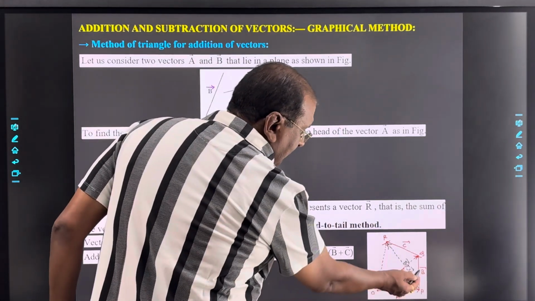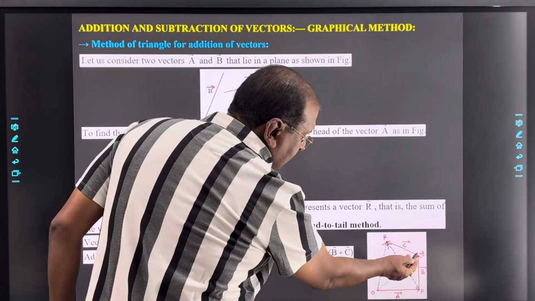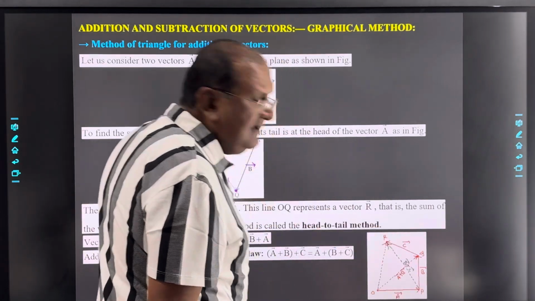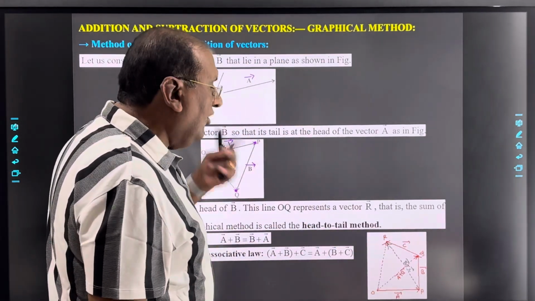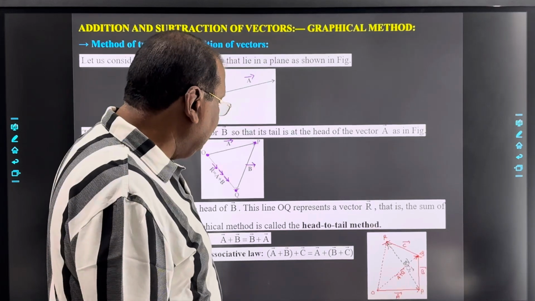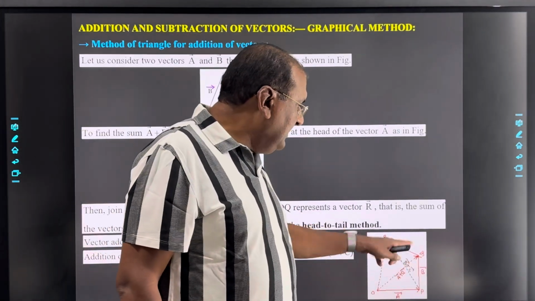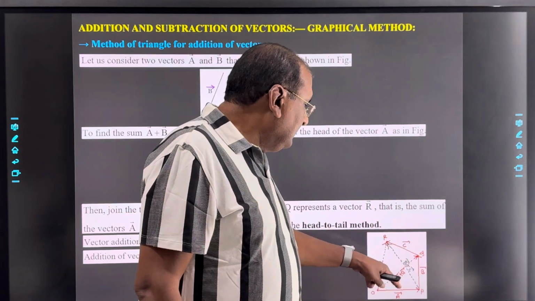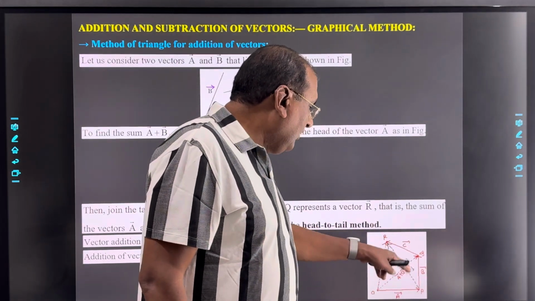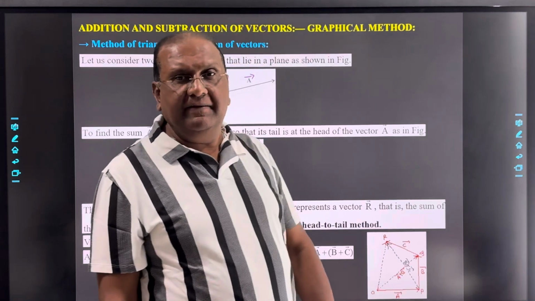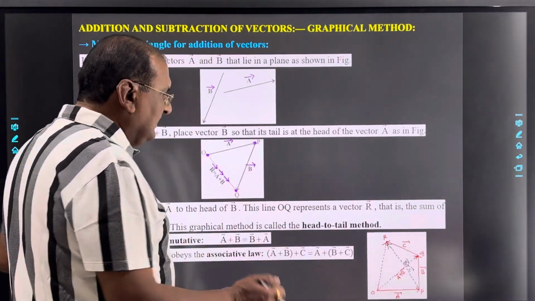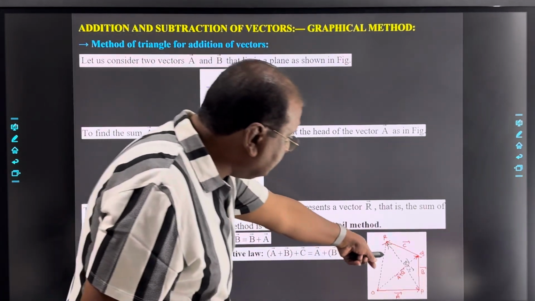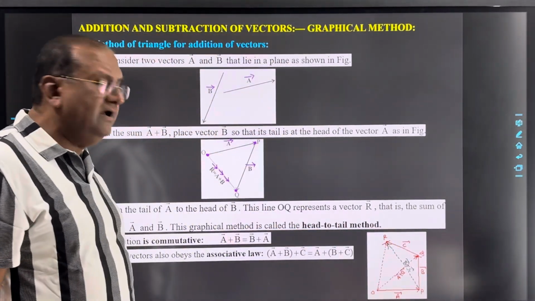So A plus B will give you resultant OQ. Then if we add C to that, or suppose first we take the summation of B and C and then we take the summation of it with A, then the resultant answer will be the same, OR, and that you can easily understand from the figure.